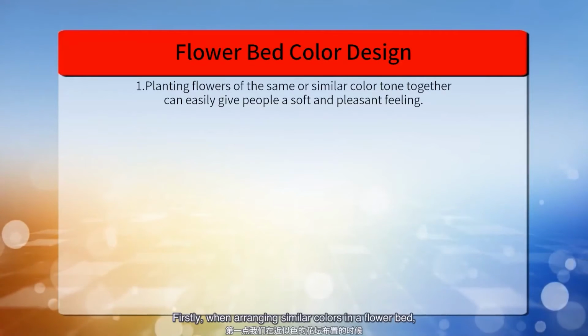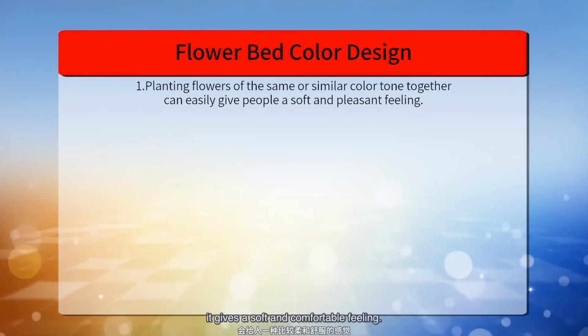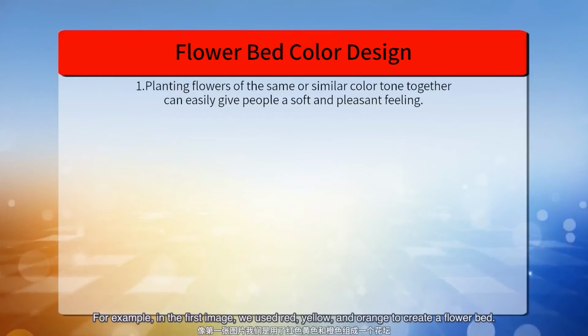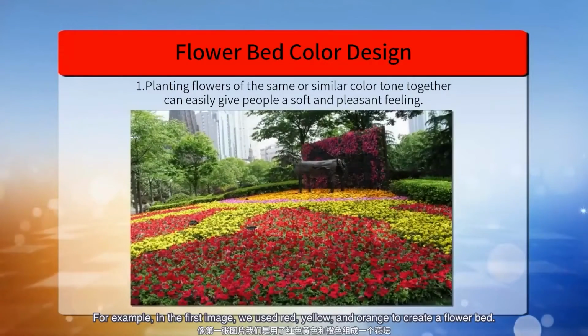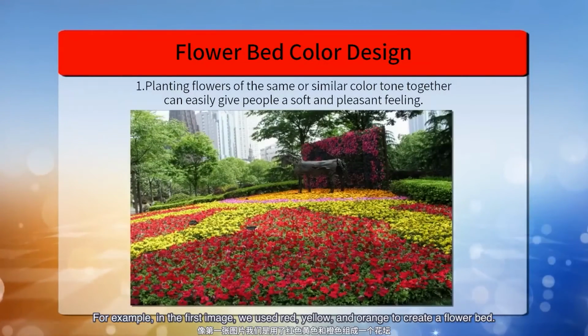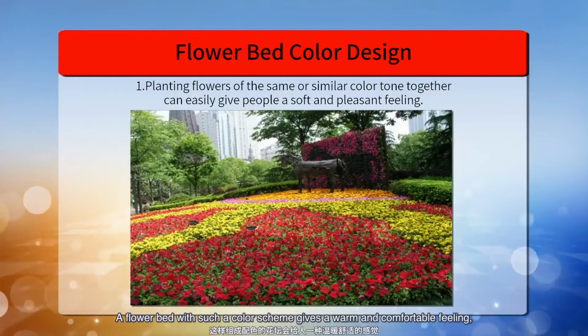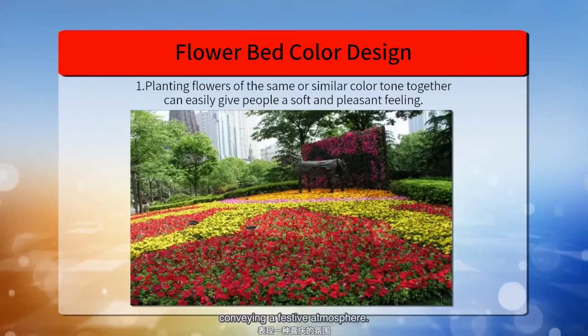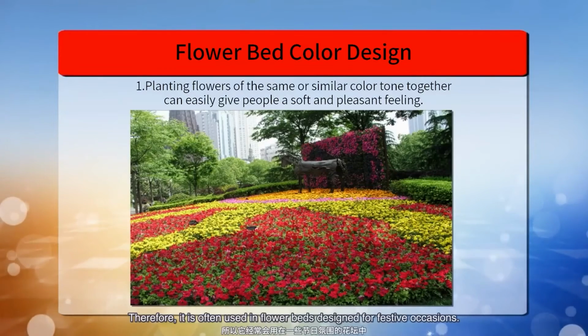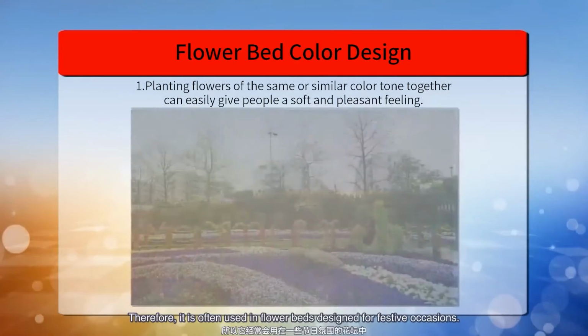Firstly, when arranging similar colors in a flower bed, it gives a soft and comfortable feeling. For example, in the first image, we used red, yellow, and orange to create a flower bed. A flower bed with such a color scheme gives a warm and comfortable feeling, conveying a festive atmosphere. Therefore, it is often used in flower beds designed for festive occasions.